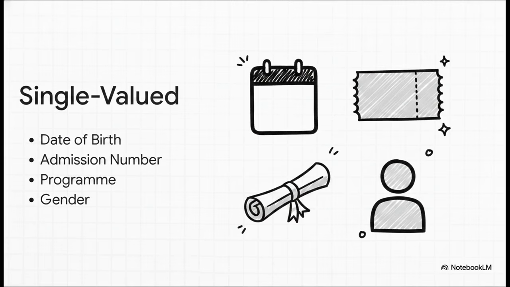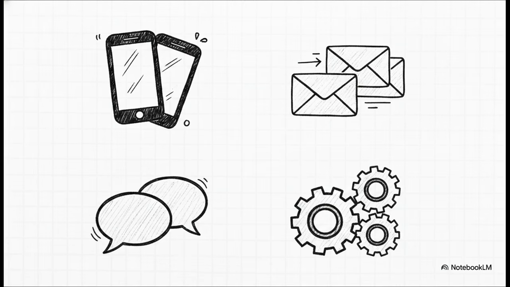It is strictly single-valued. But hey, a student's life isn't always that simple, which is exactly why we need multi-valued attributes. A single student can easily have multiple phone numbers, maybe a mobile and a home landline. They almost certainly have multiple email addresses, a personal one and an official university one. If we're tracking languages spoken or programming skills, one student might know Java, Python, and SQL. If we try to force these into a single valued box, we are quite literally losing valuable data.